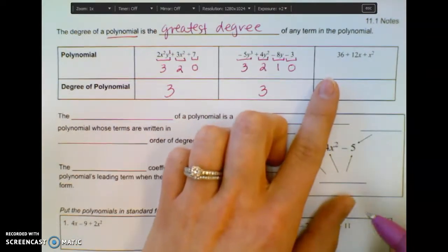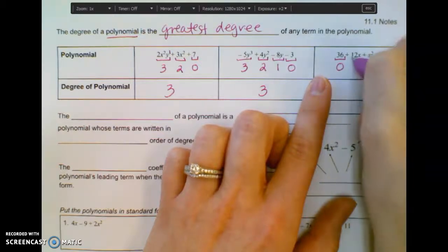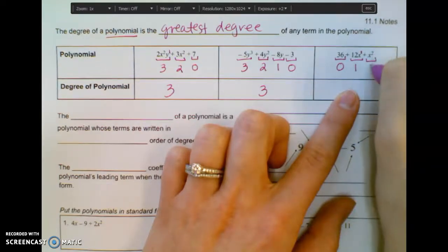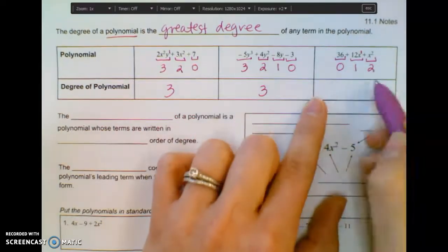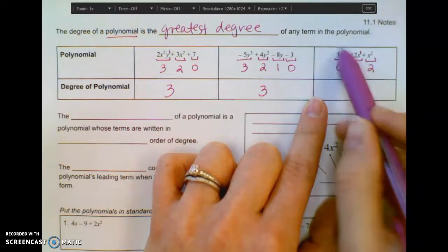And last one. We have 36. That's a constant term, so the degree is 0. 12x, that x has an exponent of 1, so it's degree 1. X squared, the exponent is 2, so degree 2. Well, what's the greatest degree? It's 2. So the degree of that entire polynomial is 2.